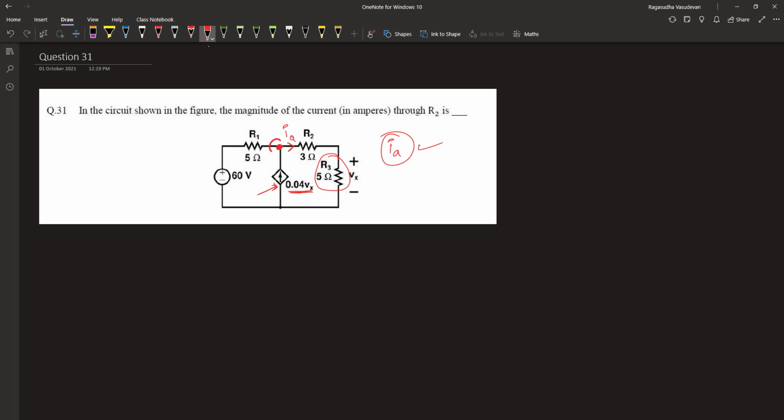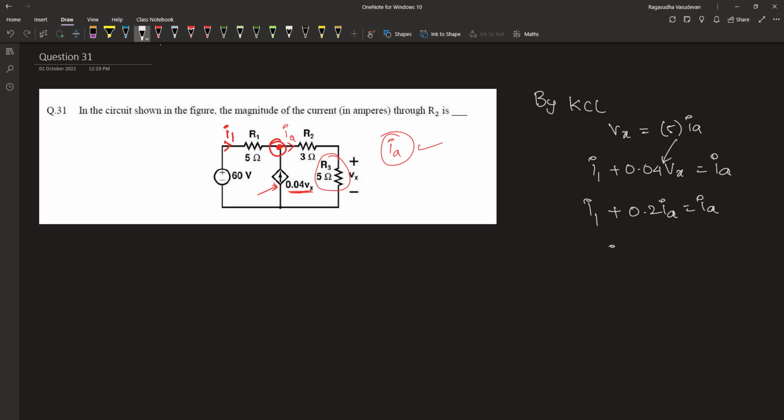Let's apply Kirchhoff's current law at this node. The current that is flowing through the first loop, let us call it I1. By KCL, I1 plus 0.04 Vx is equal to Ia, where Vx is equal to 5 ohm into Ia. Let's substitute that over here. We will be getting I1 plus 0.2 Ia is equal to Ia. Therefore, I1 is equal to 0.8 of Ia.